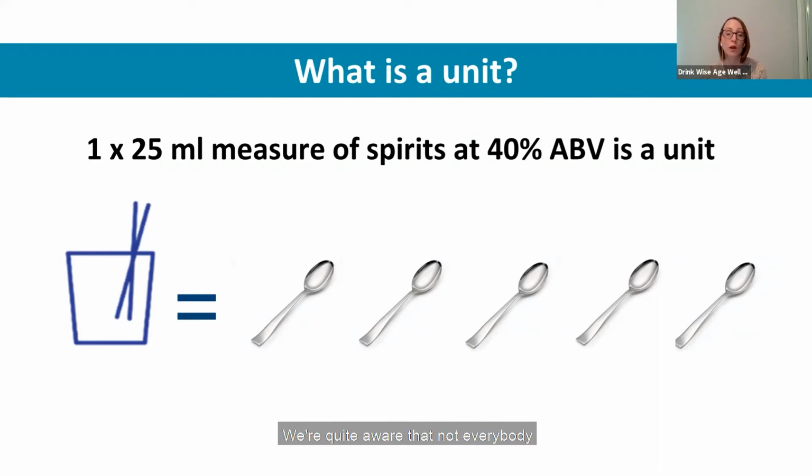We're quite aware that not everybody will have a unit measure at home, so a handy tip is using a teaspoon instead. A teaspoon will hold 5 mils of alcohol, so 5 teaspoons will equate to 25 mils. So this enables everybody to do that pour a unit challenge, pour what they think a unit measure of a spirit is, and then use 5 teaspoons to compare and contrast how close their guess was. What we tend to find is people are quite surprised by how small a 1 unit measure of a spirit is.